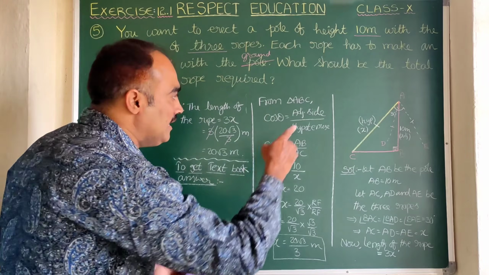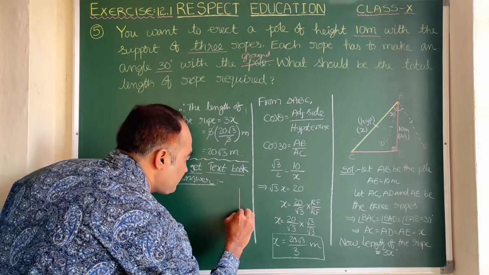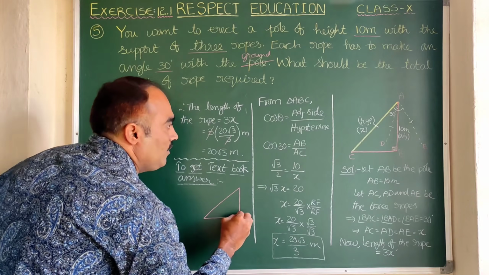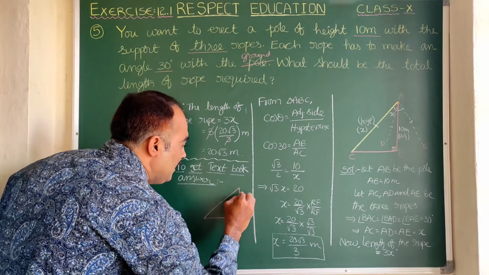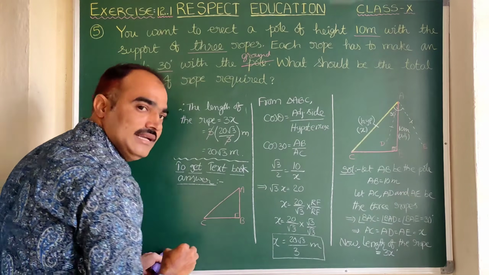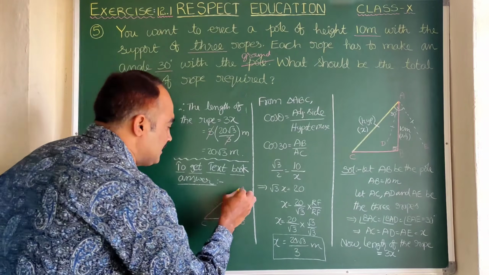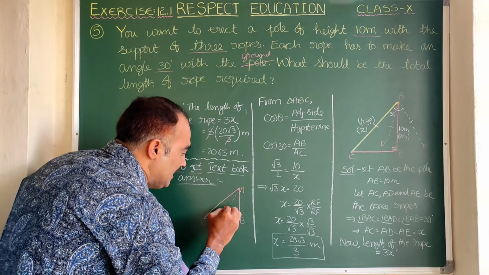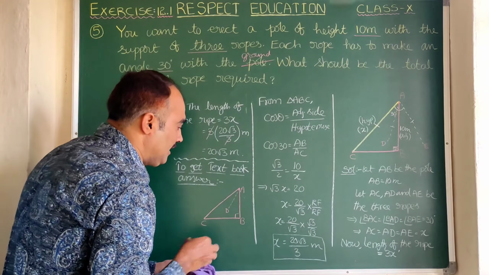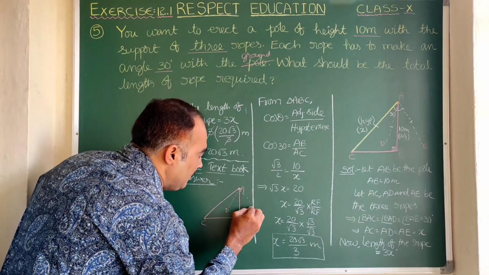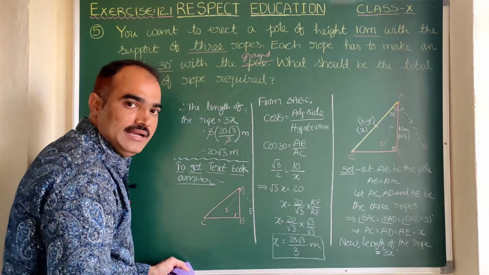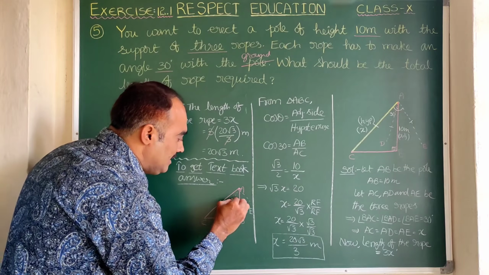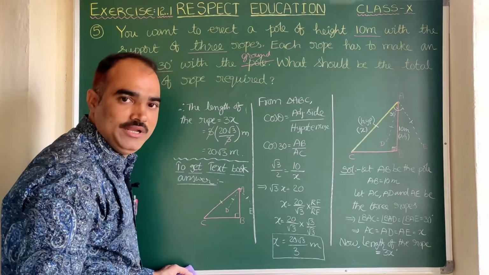Now I am drawing the same diagram once again. Right? Now here this is angle B, here A and here is C. And in the same way, there are 2 more ropes. That is, here this is rope AD and here this is rope AE. Everything is as usual. If you find AC, then AD, AE, all the 3 will be equal.